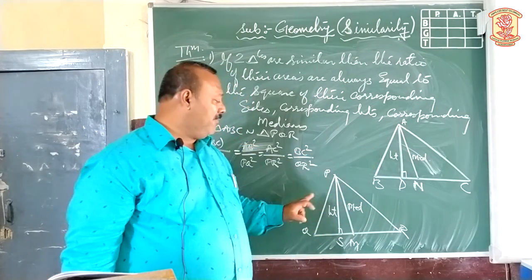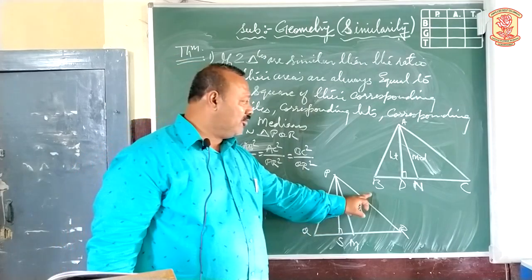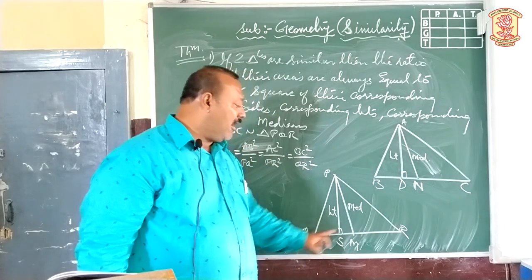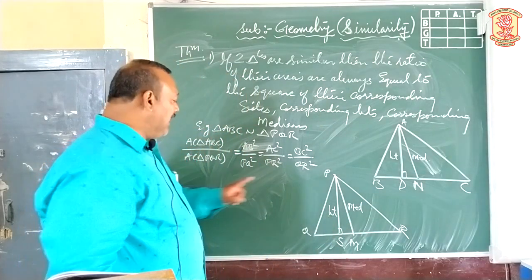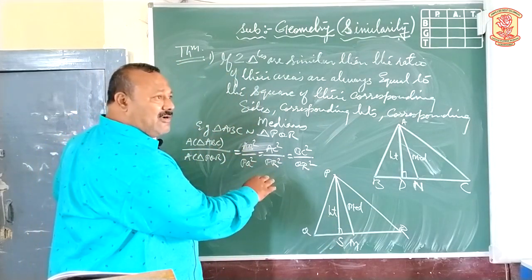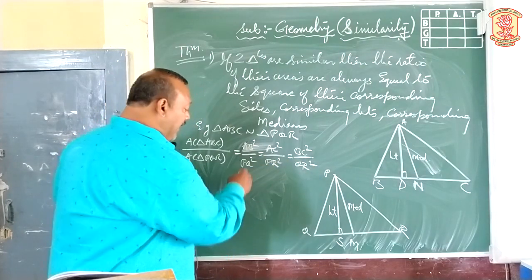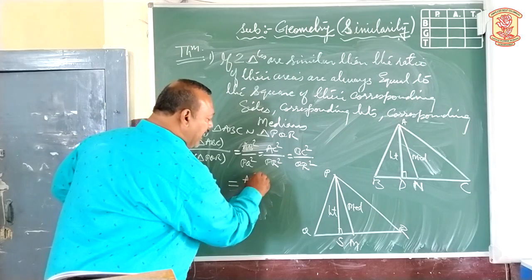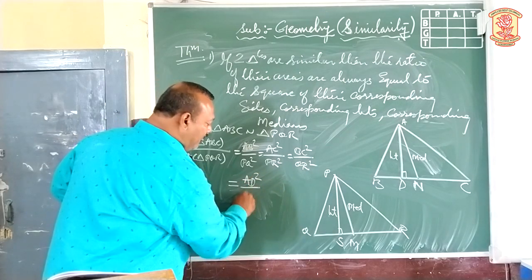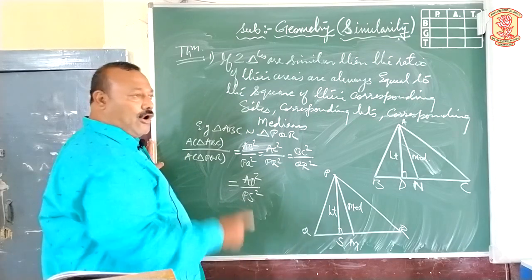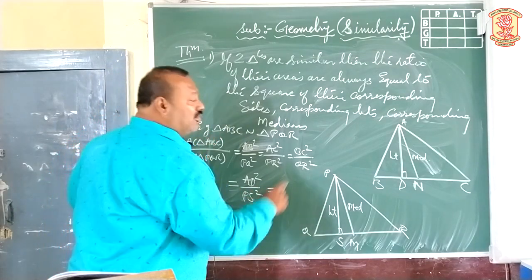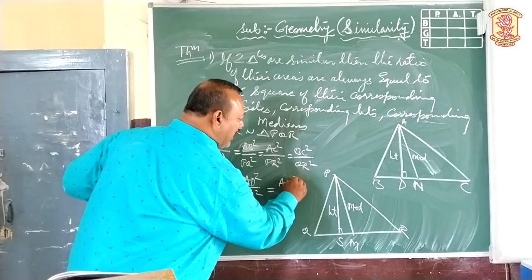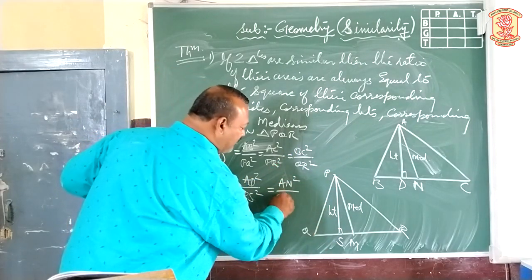Means AB square upon PQ square also equals AC square upon PR square also equals BC square upon QR square. That is, the areas can be proportional to the square of the corresponding side. It can be proportional to the square of the altitude. Therefore, AD square upon the other altitude PS square. Also, it can be equal to the square of the median. For example, the median AN square upon the second, PM square.